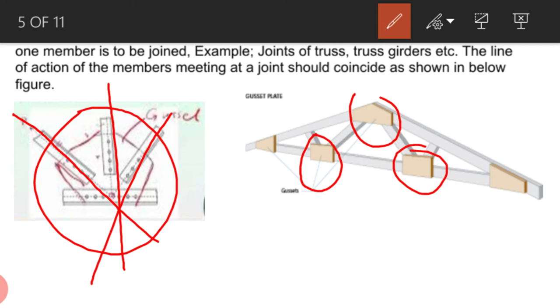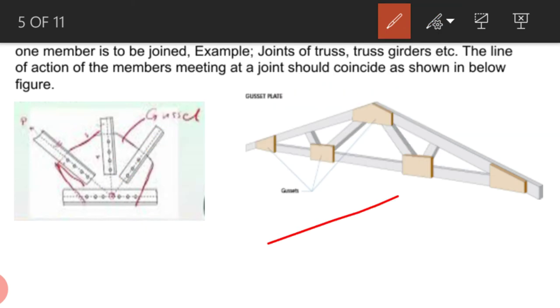Okay, so in the exam, you draw the gusset plate, write what you mean by a gusset plate, and draw a neat sketch. Okay, this is about the gusset plates.